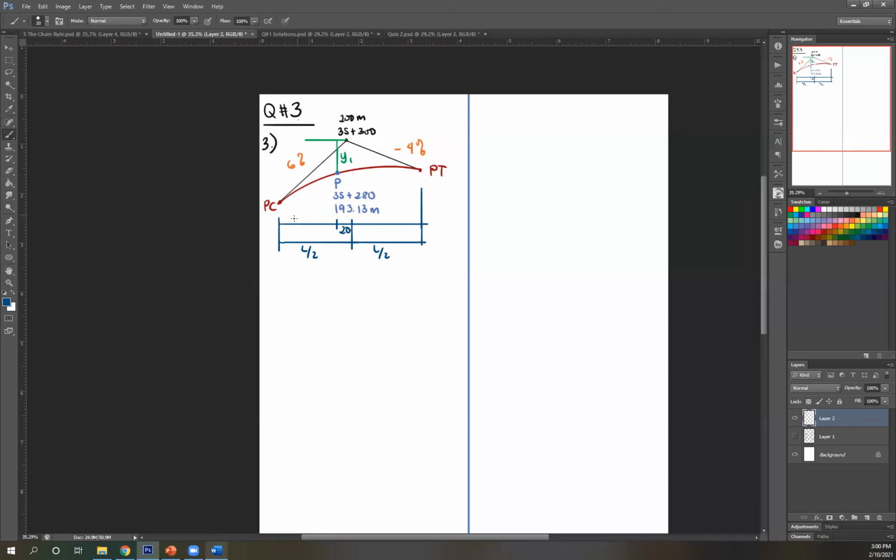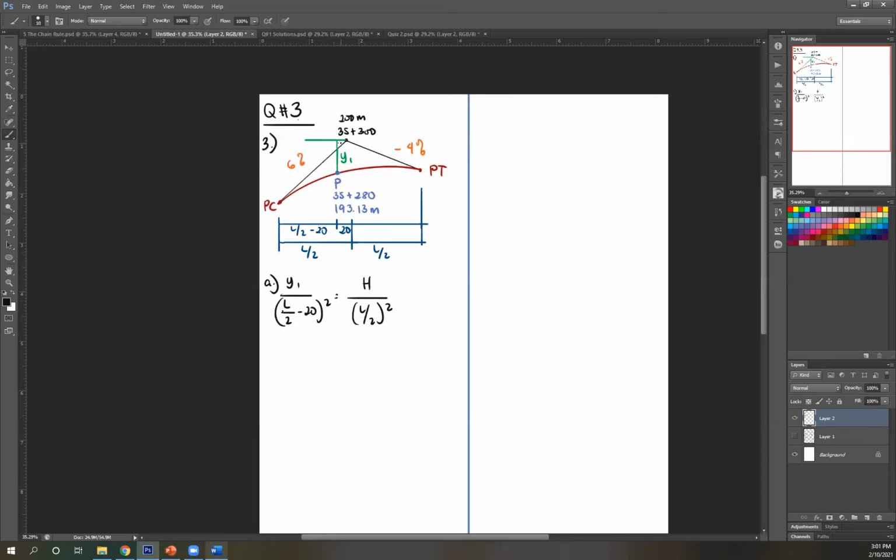Okay, and then this is just L over 2 minus 20, right? So using offset method, so that's Y1 over horizontal length from PC squared. So it's this. So L over 2 minus 20 squared equals H all over L over 2 squared. Okay? So now I need to know Y1. I also need to know H. Okay? So let's start solving for Y1 first.